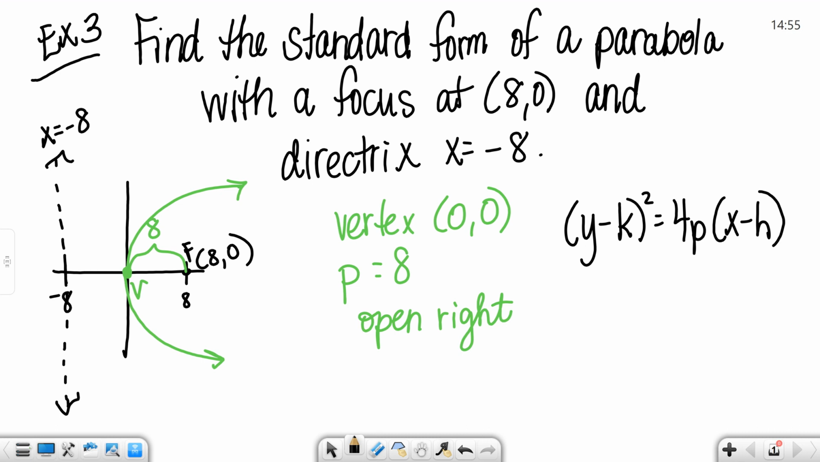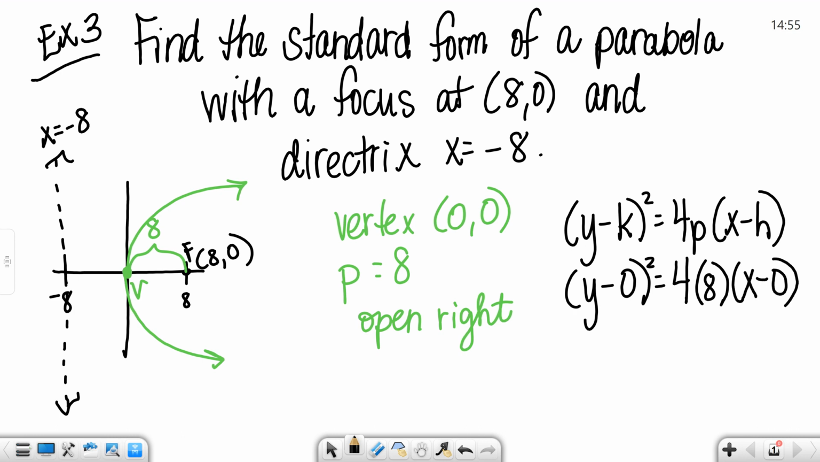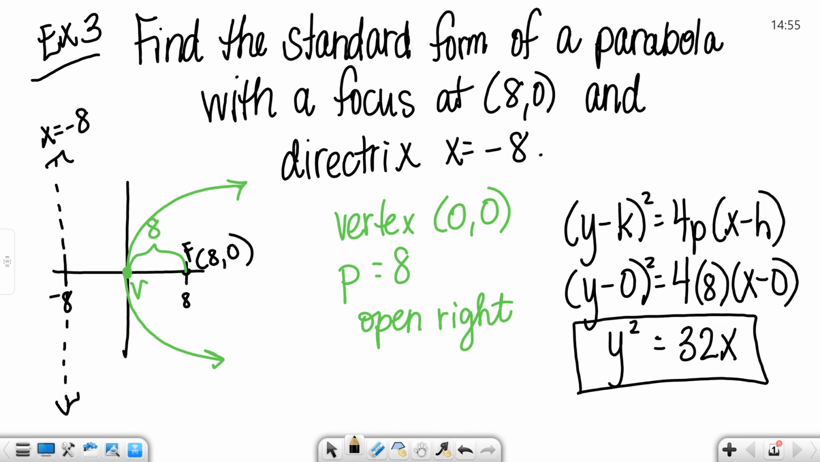And now I'll plug in everything that I know. I know my center, not my center, my vertex. I know my p-value. Now, one thing I want to point out to you, it's opening to the right, so p is +8. If it opened to the left, p would be -8. All right, y minus 0 is just y, so we have y squared equals 32. x minus 0 is just x. So y squared equals 32x. There's our equation. And we're done.